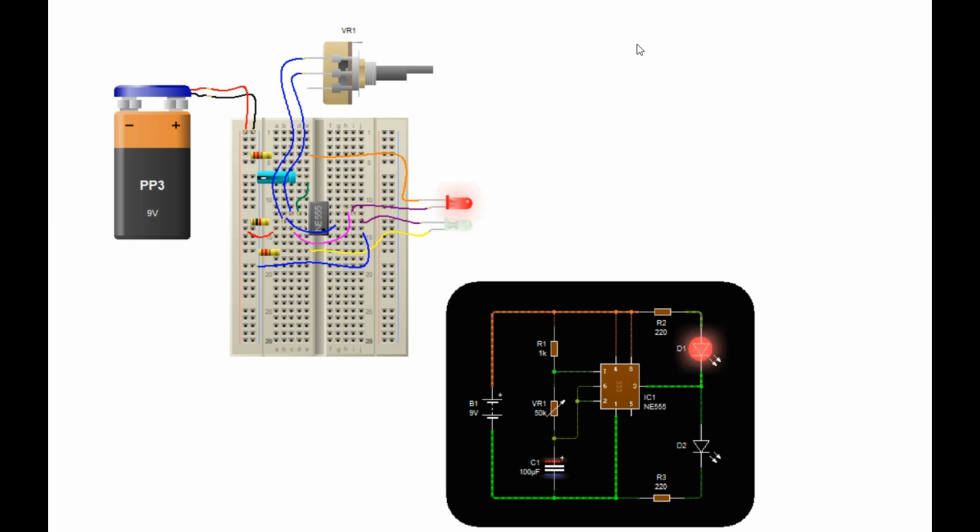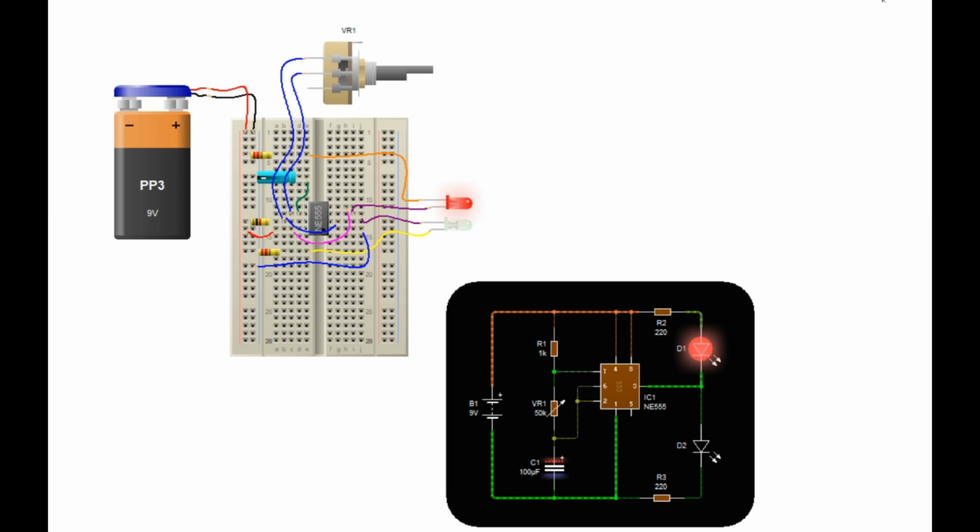1. Frequency. The frequency of the output waveform can be calculated using the following formula. Frequency equals 1.44 divided by the sum of R1 and 2 times R2, multiplied by C1, where R1 and R2 are in ohms, C1 is in farads, and the frequency is in hertz.